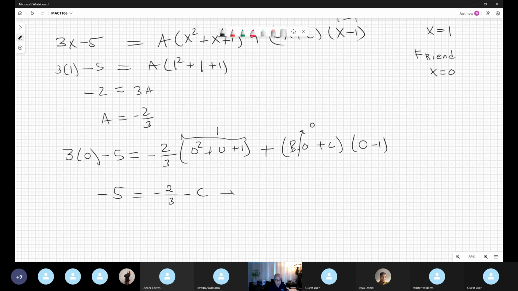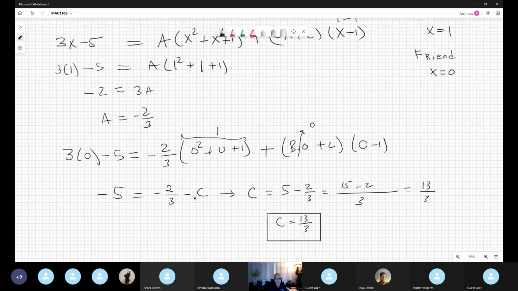Therefore, C alone. Let me try to do my best. I move C to the right-hand side with the opposite sign, positive. It is equal to 5 minus 2/3. So I move 5 to the right-hand side, opposite sign positive, and negative 2/3 stays. Here the common denominator is 3. 3 times 5 is 15 minus 2 is 13, over 3. C is 13/3.